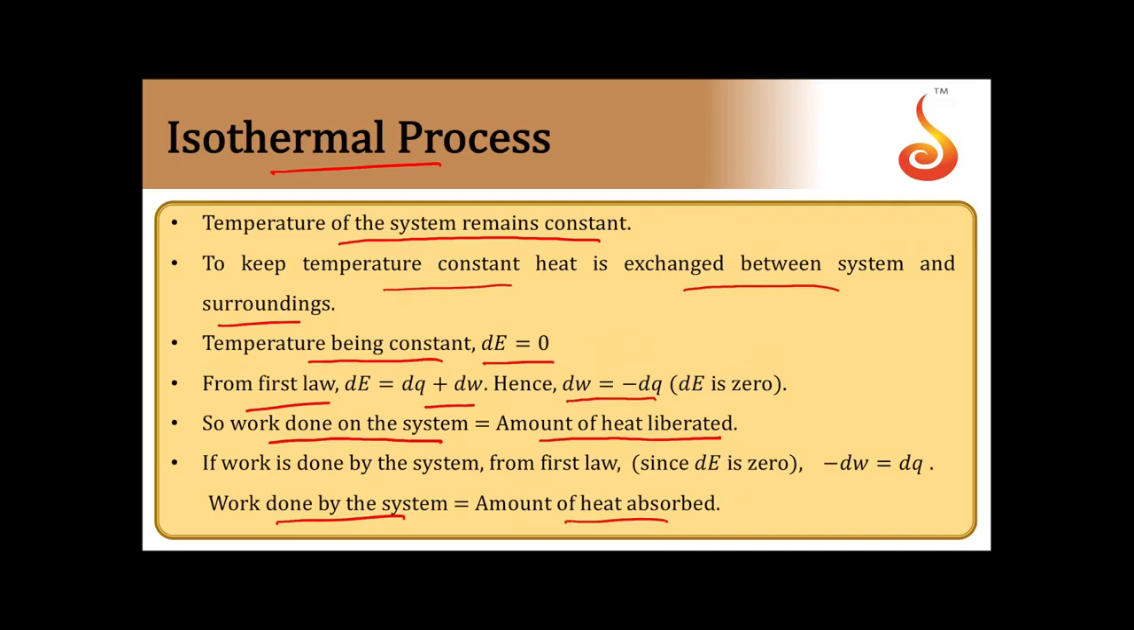Amount of it absorbed. So that is, work is done by the system means heat is absorbed. If work is done on the system, it means heat is liberated, in such a way that energy remains the same. So in an isothermal process, temperature remains the same, energy remains the same, and therefore dE is equal to 0 in an isothermal process.